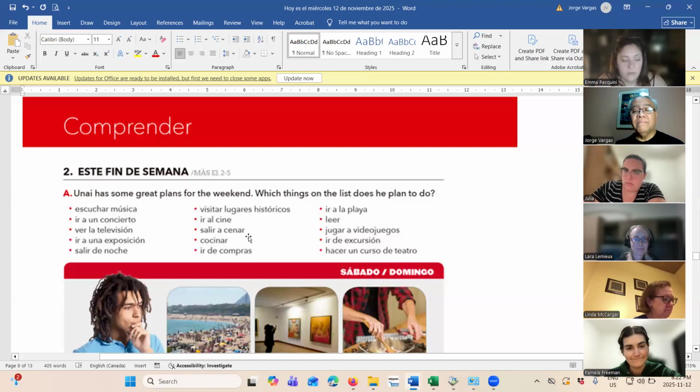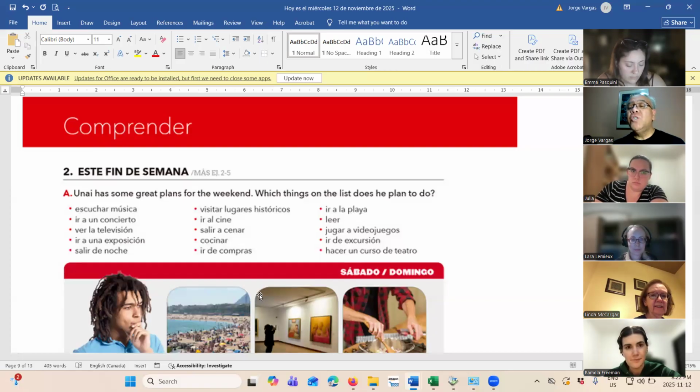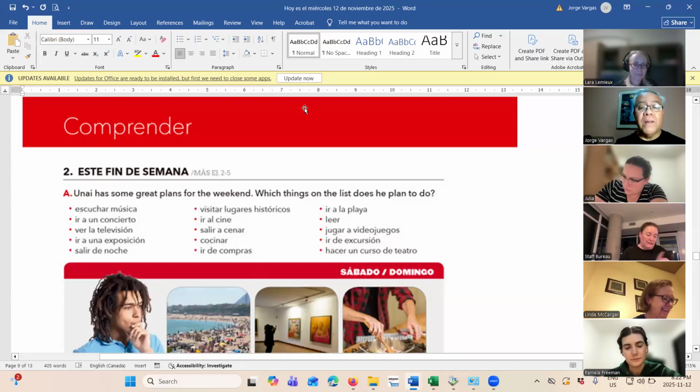To eat. That's right. So you're going out to eat. So you're going out to dine outside. Next, cocinar, of course, is to cook. And then ir de compras. Oh, our favorite one. To go shopping. To go shopping.